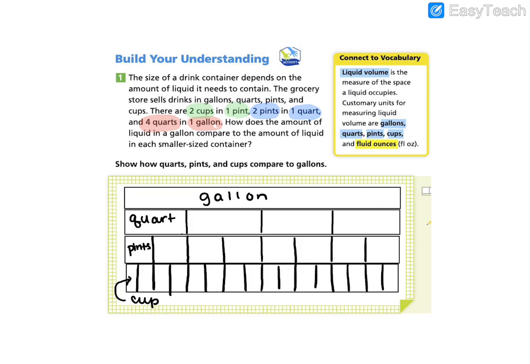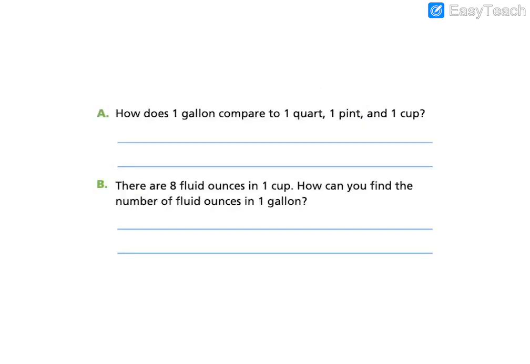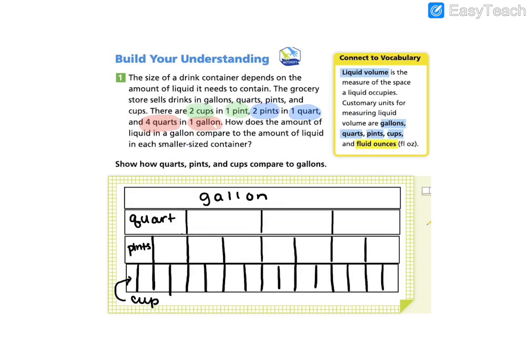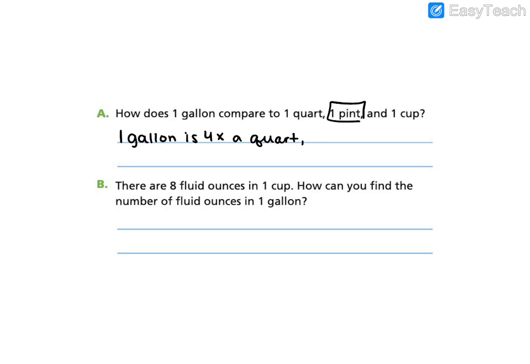Now we're going to look at some comparisons. How does 1 gallon compare to 1 quart? Well, we know that 1 gallon is 4 times a quart, because there are 4 quarts in every gallon. Now, what about a pint? Let's see how many pints are in a gallon. We know there are 2 pints in a quart. So in total, there are 8 pints in a gallon. So it's 8 times larger than a pint.